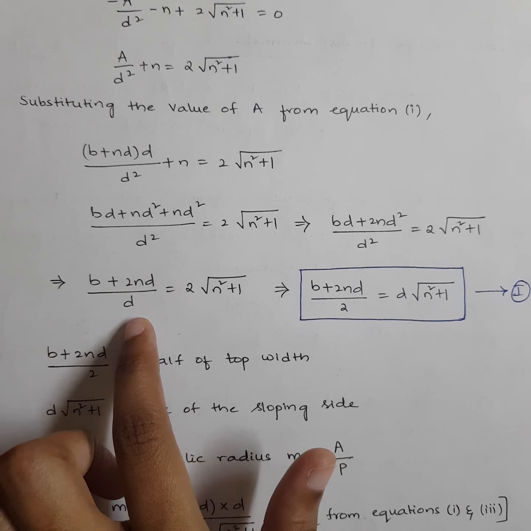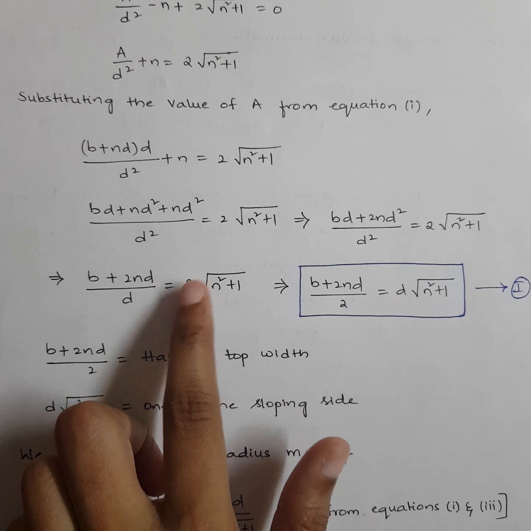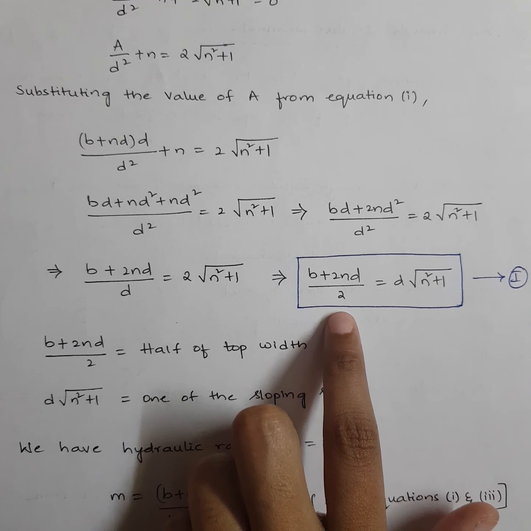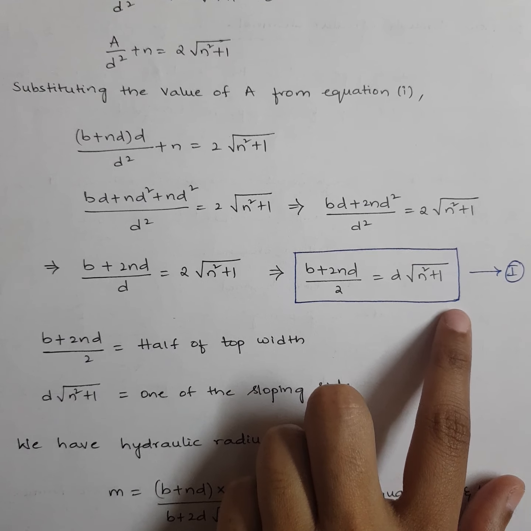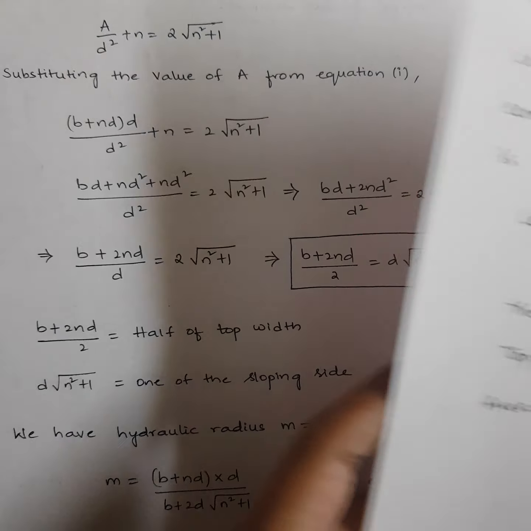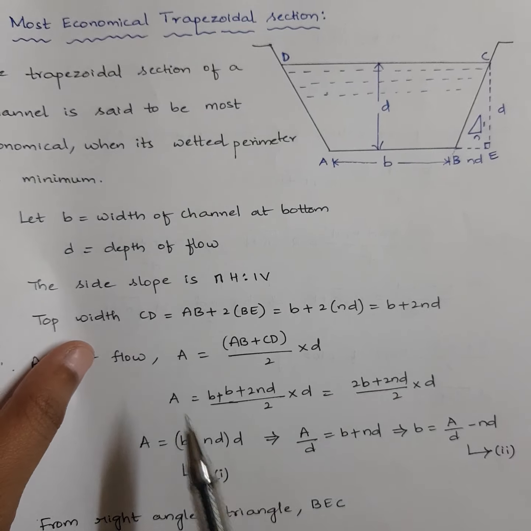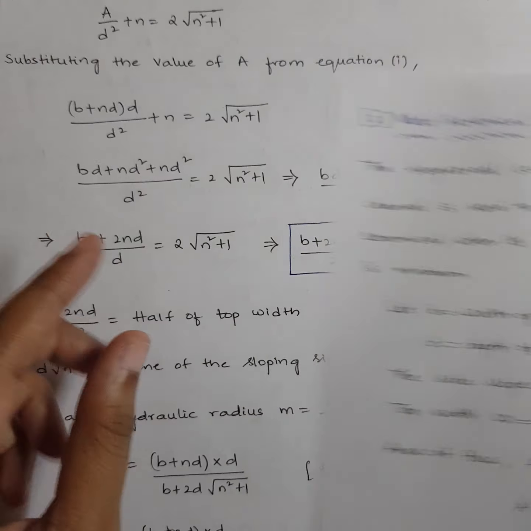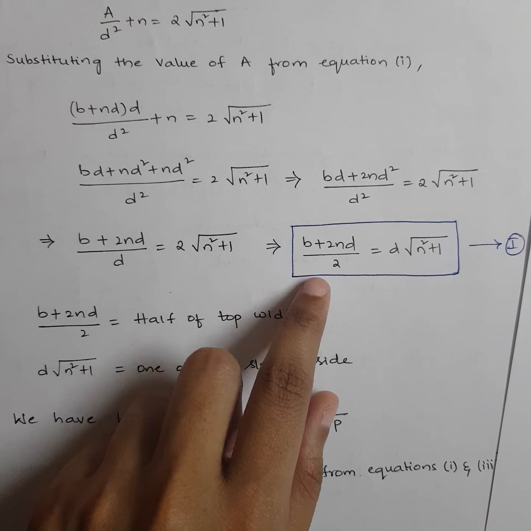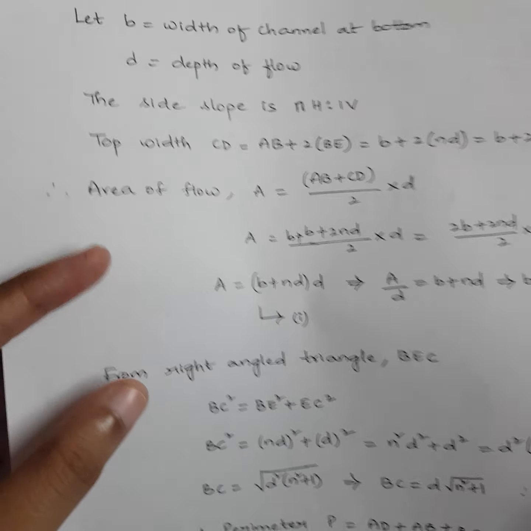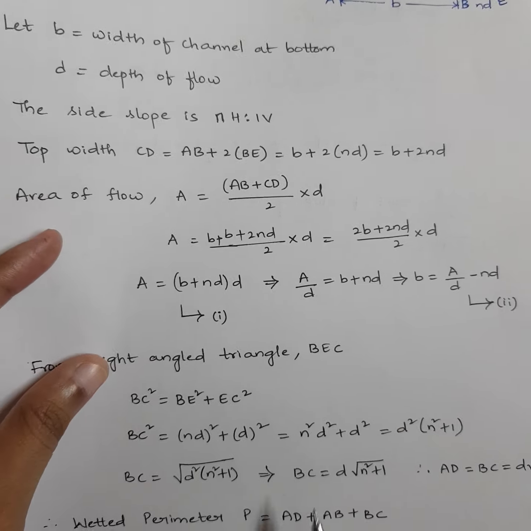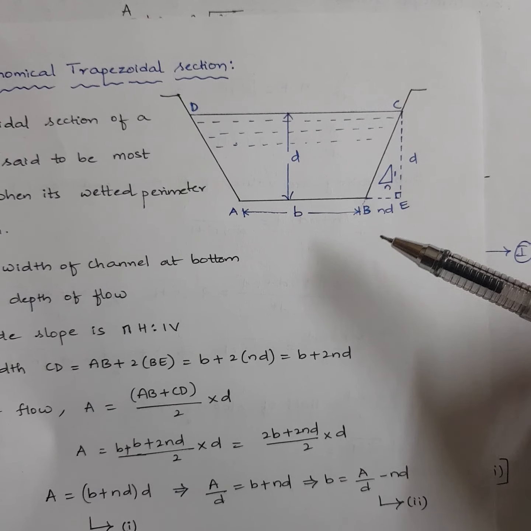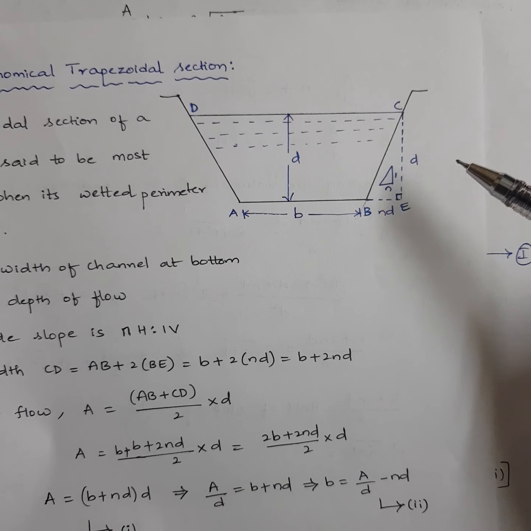b plus 2nd by d is equal to 2 root n square plus 1. Get this 2 here, send this d there. So it will become b plus 2nd by 2 is equal to d root n square plus 1. You remember what was b plus 2nd? Top width was b plus 2nd, right? b plus 2nd by 2 means half of top width is equal to what was d root n square plus 1? BC, right? What was BC? Side slope, sloping side. Distance of the side BC, correct?